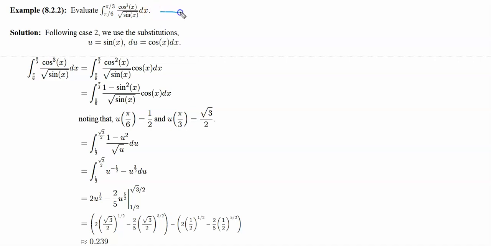So here we want to evaluate a definite integral, the integral from pi over 6 to pi over 3 of cosine cubed x over the square root of sine. Alright, now we see a cosine cubed. So you see, what you have here is you have cosine cubed x. This is the way you want to think about it.